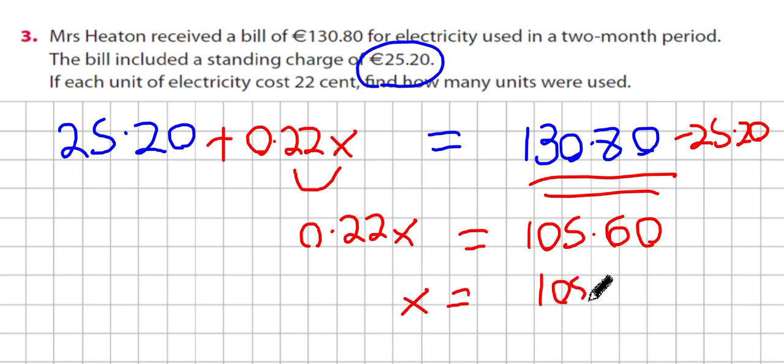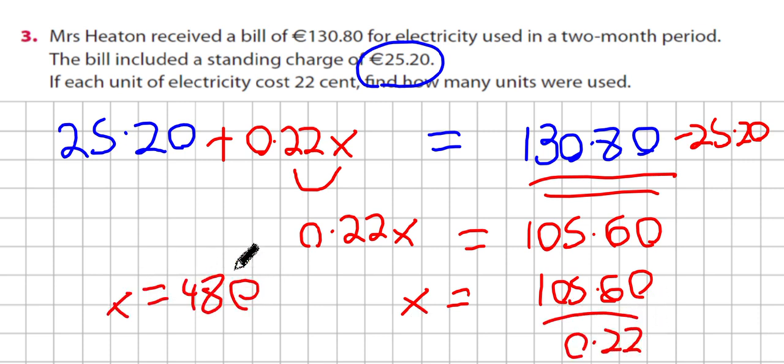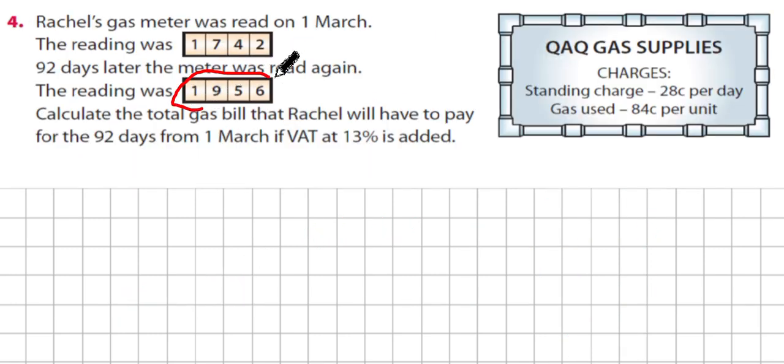480. You divide it by 0.22? Yeah. And you get x equals? 480. Yeah. I did it using linear algebra, but you don't have to do it that way. Is that alright? You can just take away the €25.20 and then divide by 0.22. Easy.